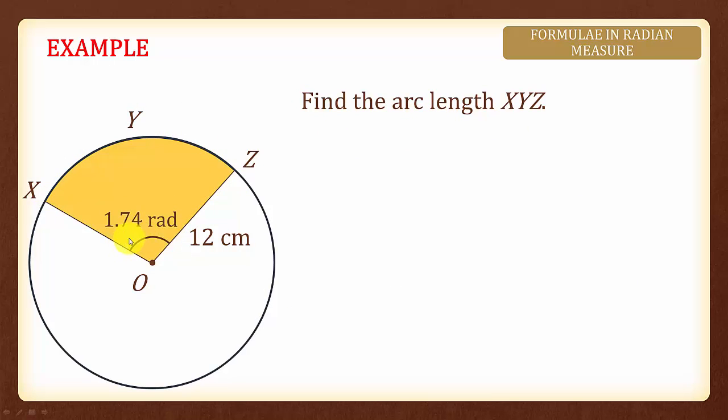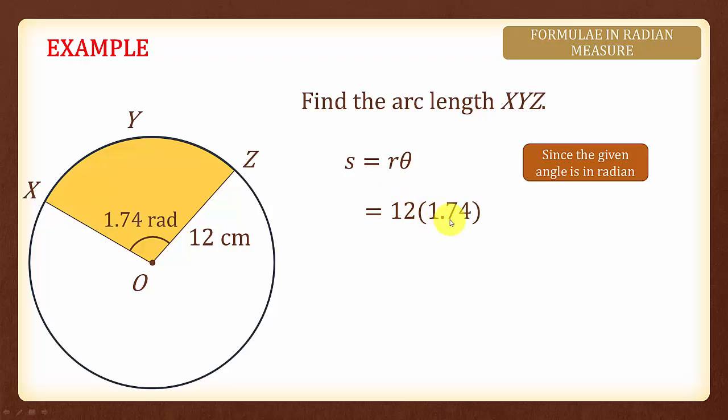Now let us find the arc length XYZ. Since the angle subtended by the arc here is in radian, we will use the formula S equals r theta, whereby S is the arc length, and we will have 12 times 1.74 to give us 20.88 centimeter.